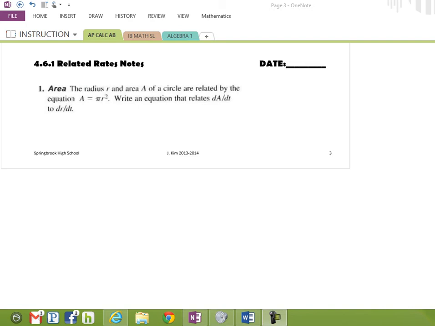Alright, so we're going to actually start off related rates with some basic questions. These are taken from your book, and I believe your homework for number 16 is numbers 1 through 12. I'll be doing numbers 1, 2, and 3 in your notes.